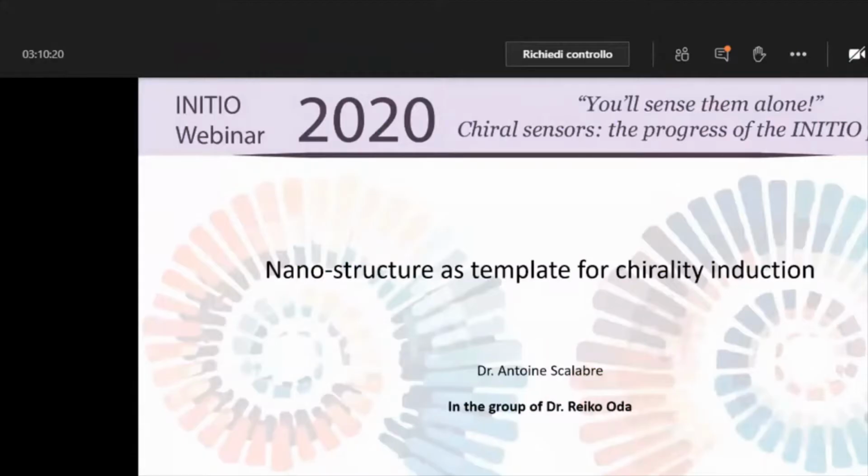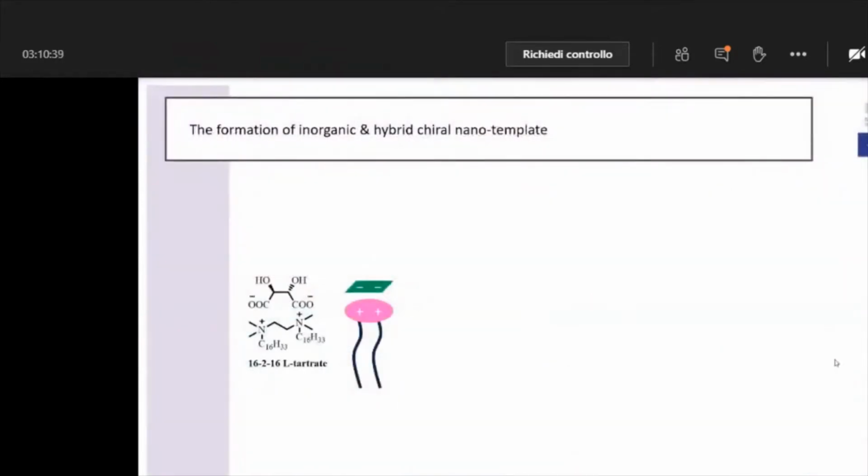Me and Bara, we are both working on nanostructure, and we use them as template for chirality induction. So we split the talk into two, and I will speak first mostly on the general topic of chirality induction. But first of all, of course, to get this, we need to form chiral nanostructures.